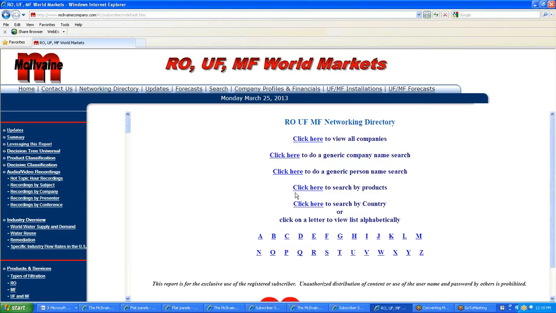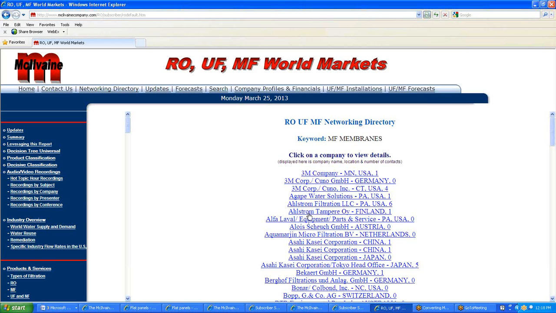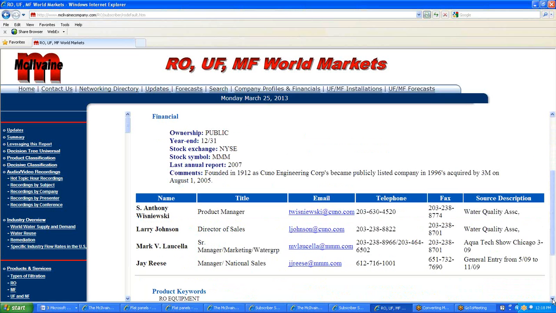Once you get a username and password, you should not have to pull it up again. But if you want to look just at people that are making certain membranes, or looking at complete systems as opposed to MF membranes, for instance, you would have various different companies. Of course, somebody like Cuno, now that they're acquired, is part of 3M. But you have contacts at the company as well as a link to its website.